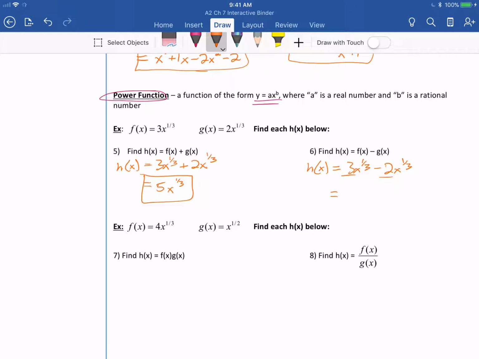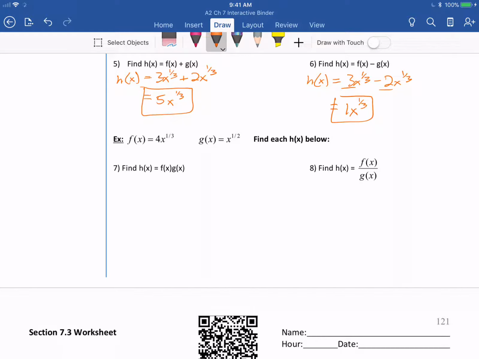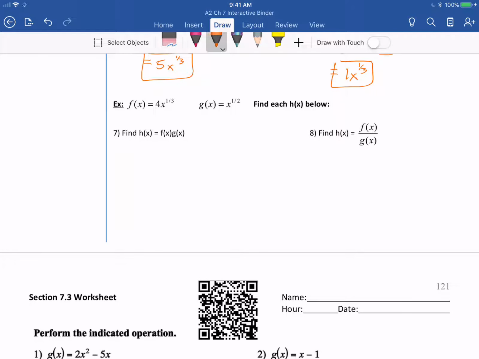I can combine some like terms there, so 3 minus 2 is just going to be 1x to the 1/3 power. All right, done. Adding and subtracting them. Gets a little bit tougher down here with the 7 and 8, with dividing them and multiplying them.